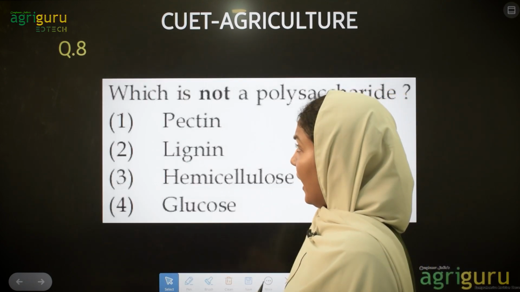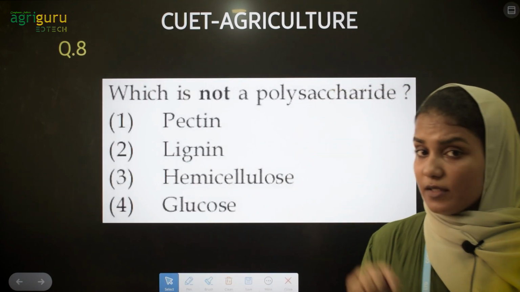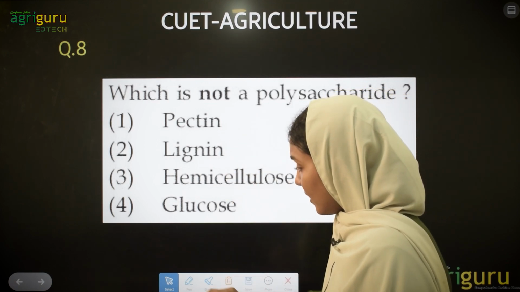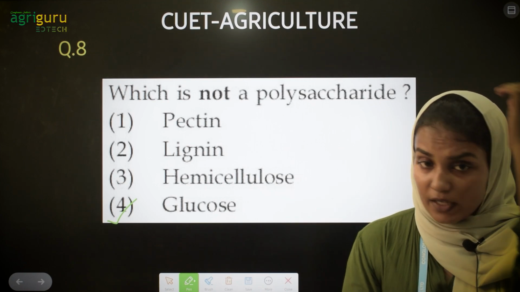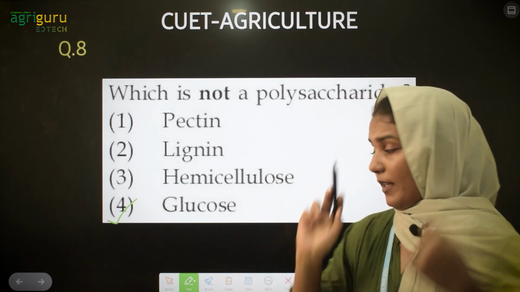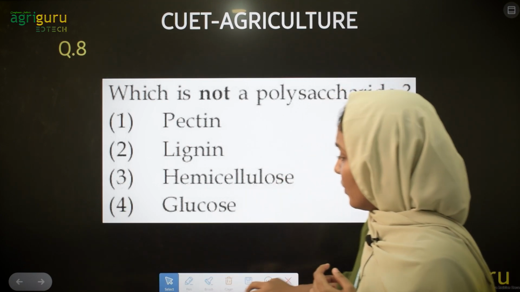That is question number 8. Which is not a polysaccharide? This is a very simple question. The answer is glucose. All others are polysaccharides, and glucose is a monosaccharide. Now, move on to the next question.